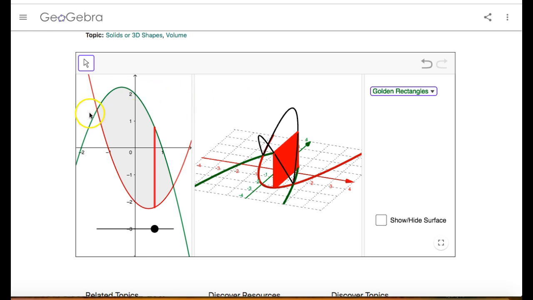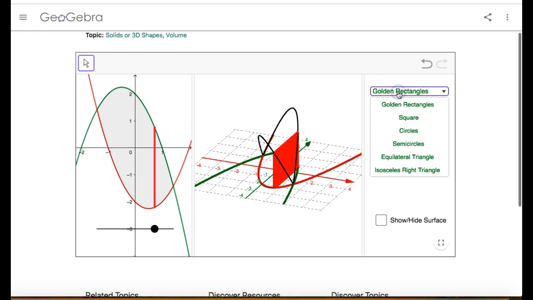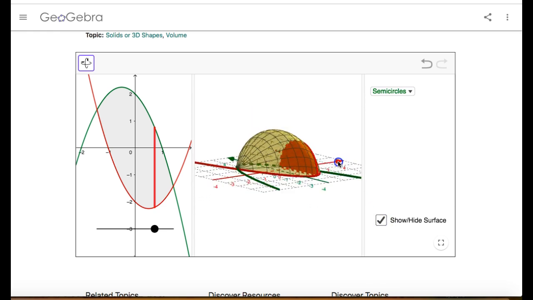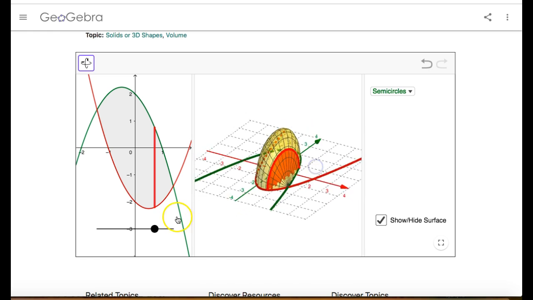Let's say these are our two curves, this green curve and this red curve, and we want to find the volume of a figure whose base is this region right here. And let's first say that I know the cross sections are semicircles. So this is what that figure would look like. No matter where I slice through, the cross section is a semicircle.